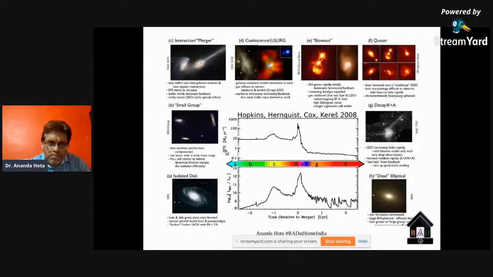Here you can see the star formation rate and the bolometric luminosity of the quasar component. You can see how it grows because of interaction and dies. These are observations and theoretical expectations.